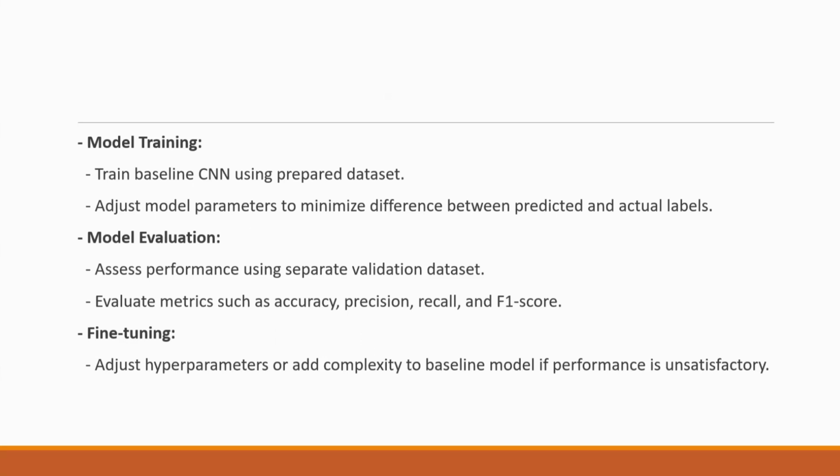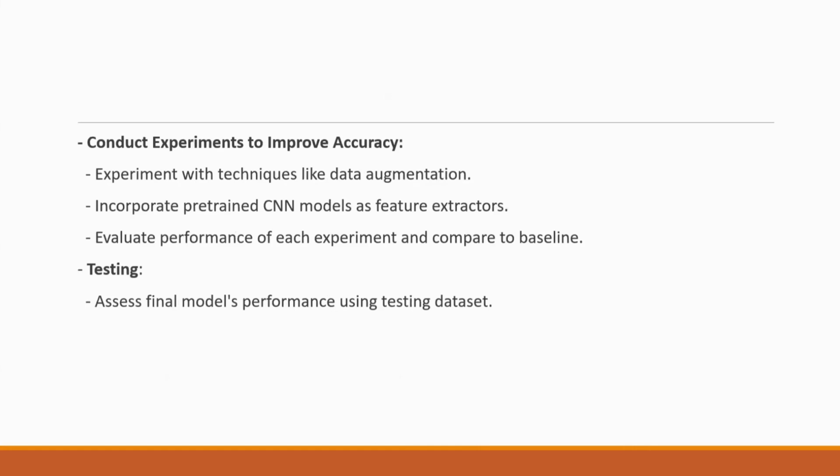We will evaluate our model using metrics such as accuracy, precision, recall, and F1 score. Then, if necessary, we will fine-tune the baseline model by adjusting hyperparameters or adding complexity to improve the performance. Then we will conduct experiments to enhance accuracy. This includes techniques like data augmentation and incorporation of pre-trained CNN models for image classification. And finally, we will test the final model's performance using the testing dataset. This will ensure its effectiveness in real-world scenarios.